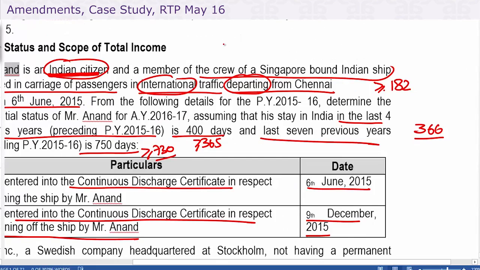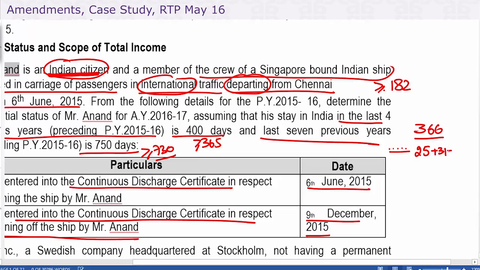Now, how many days is he outside India? On 6th of June, he has joined the ship. So that makes it first, second, third, fourth, 5. 5 days he was in India. So 25 days of June he was outside India.